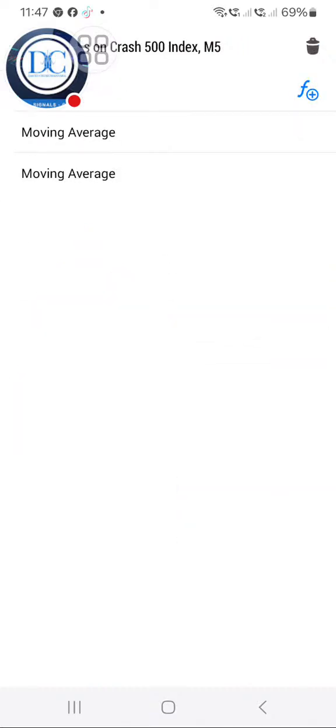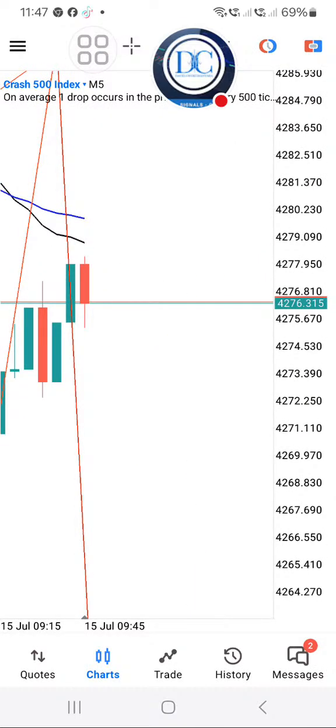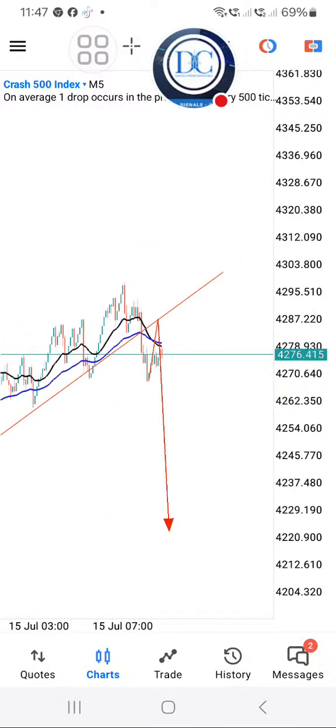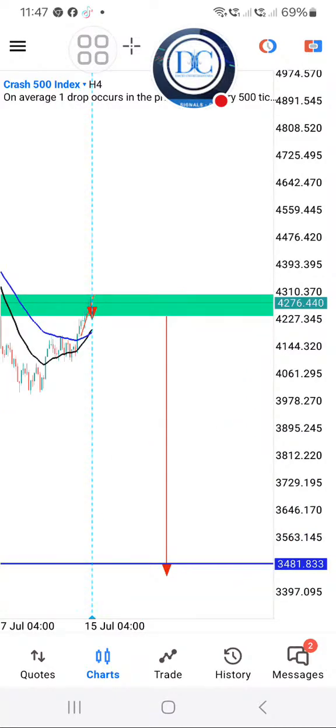Why? Because we have the crossing of the 21 and the 50, and price is likely going to drop for some days. This trade, guys, you can hold it for days and weeks, because we are anticipating the price should drop until it reaches this level. So this is a very big opportunity for you guys to make money.